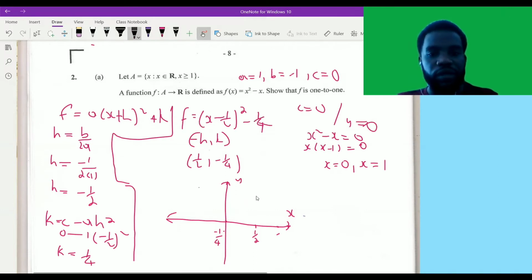Now, let me use a different color. So here's my turning point, and so my graph is going to go right through here. And it's also going to go right up there. I'll try to make it as smooth as possible.